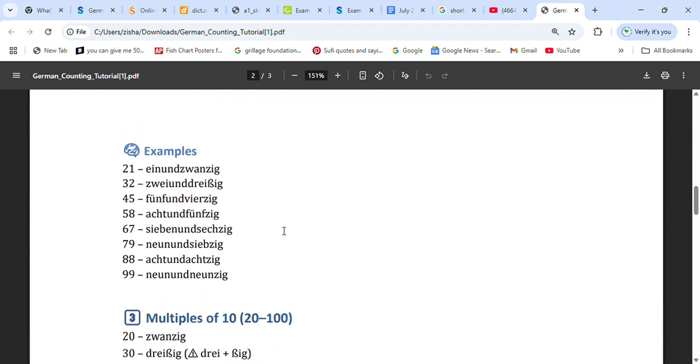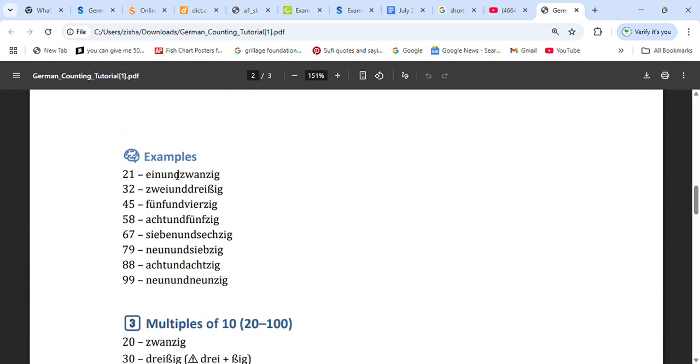Clear? Vierundzwanzig. Now you have another number, 21. So for 21, 1 we write ein, und, and then 20. For 32, zwei, this 2 we write zwei, we put und, and then we write 30, which is dreißig. 45 is fünfundvierzig. 58 is achtundfünfzig. Acht, so it is our 8, so we write acht, we put und, and 50 is fünfzig. Similarly 45: 5 we write fünf and 40 we write vierzig.